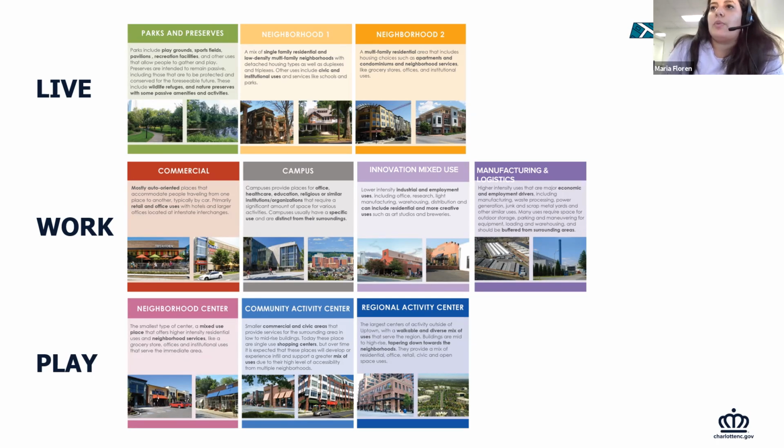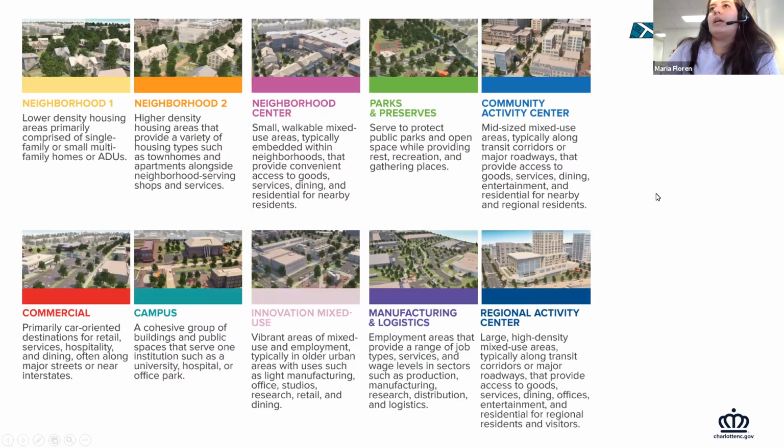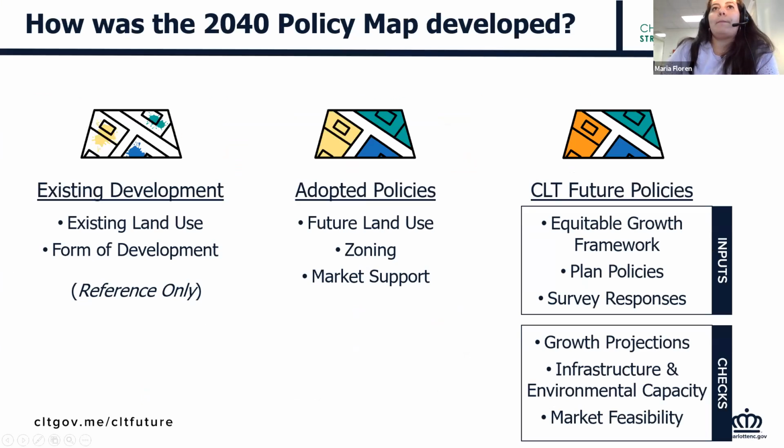And then we have our centers. We have neighborhood center, which is a smaller, more mixed use center that serves the immediate area. Community activity centers are a little bit bigger than neighborhood centers and serve the community more. And then regional is going to be more walkable, mixed use places. Typically, you think of Uptown as one of those places. And again, here we have the description.